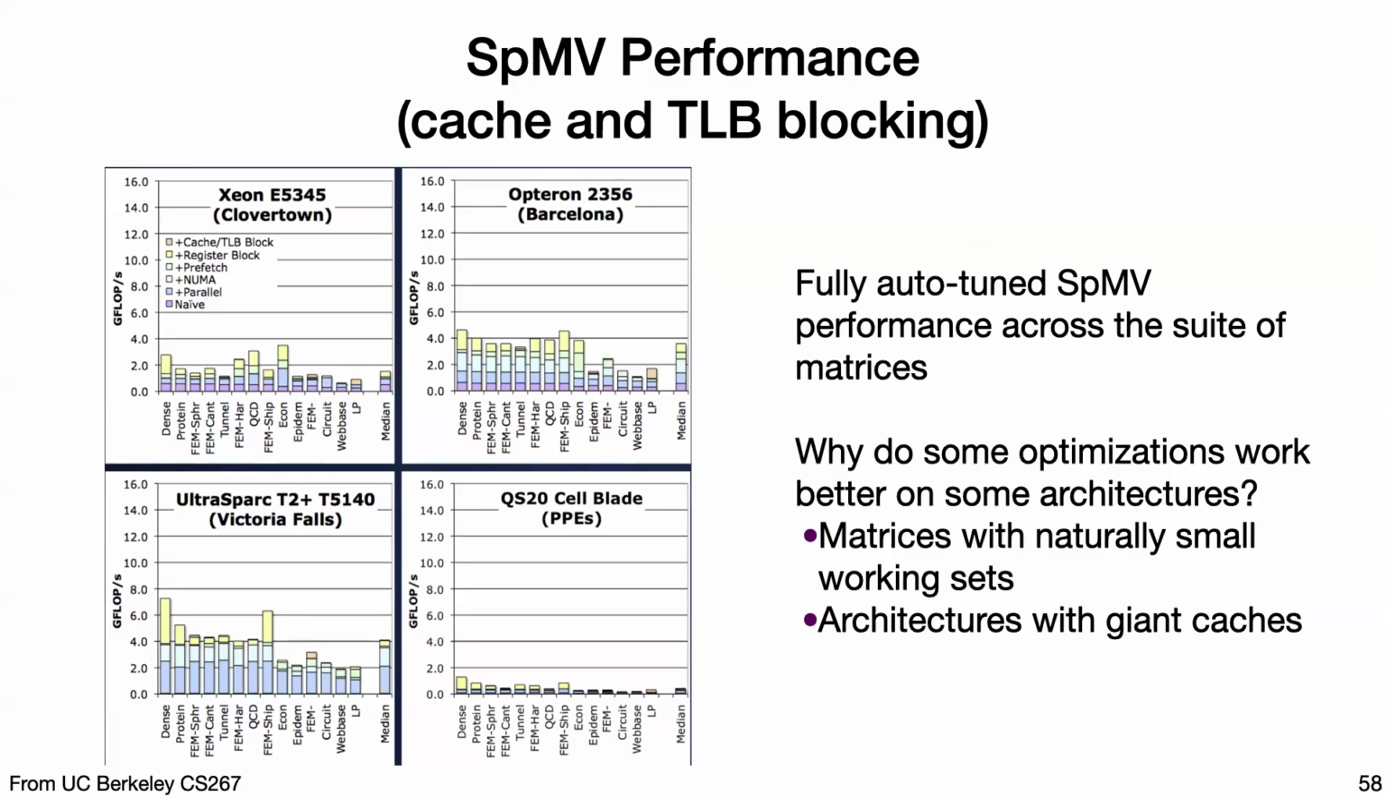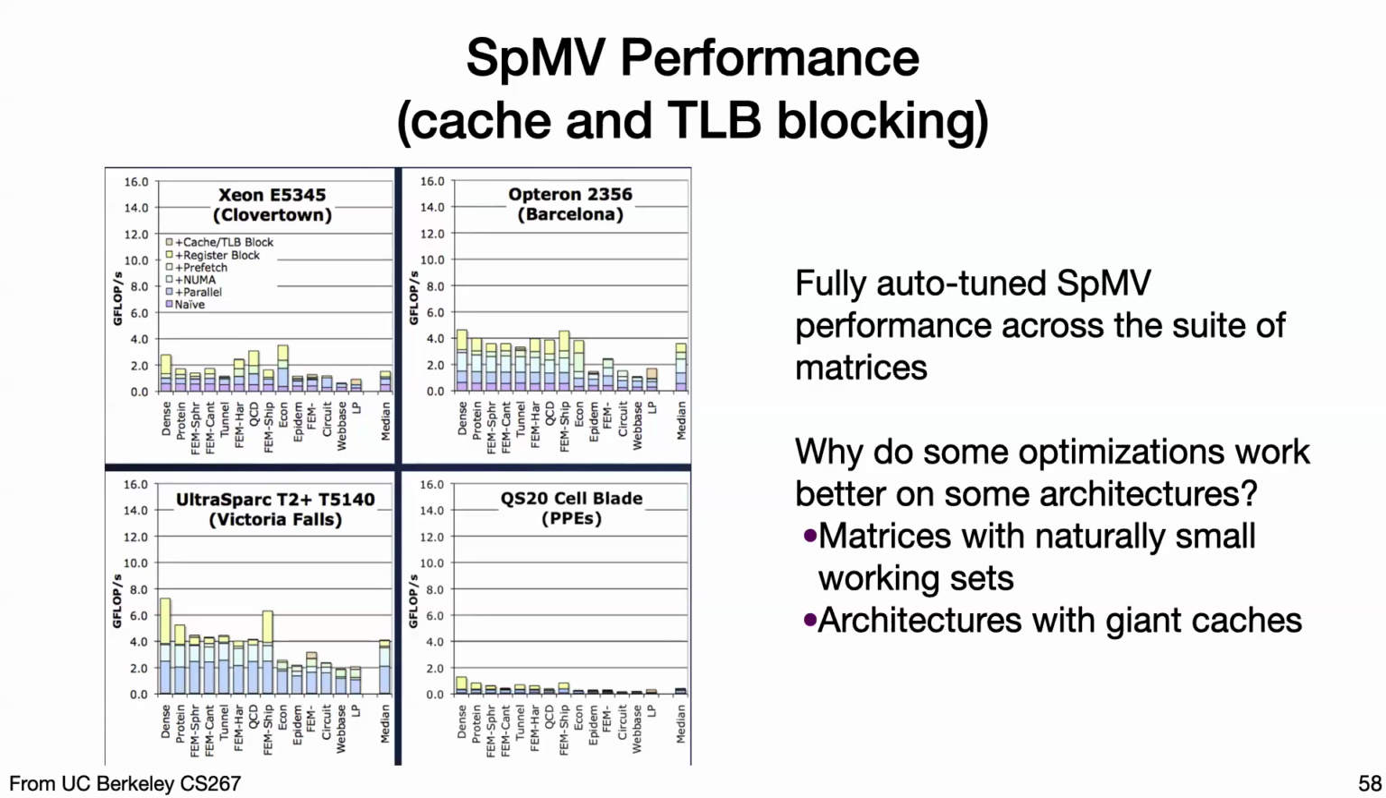So this is the performance once you fully auto-tune the sparse matrix vector. And why does it work sometimes better than others? It depends on the matrix structure, and it also depends on the machine. So cache blocking, for example, may work better if your cache is bigger, like you can get a bigger block. And we saw, like in that one cache profile, that the best one in that example was 16K by 16K, which is pretty big.